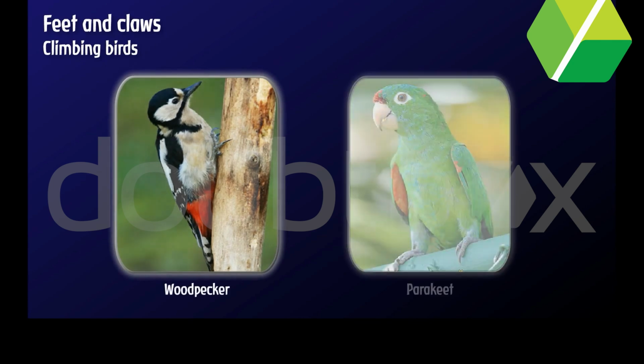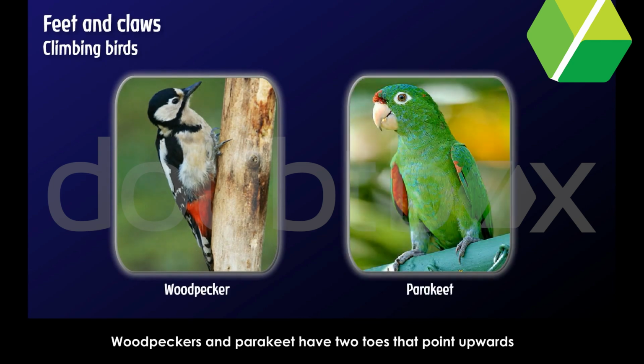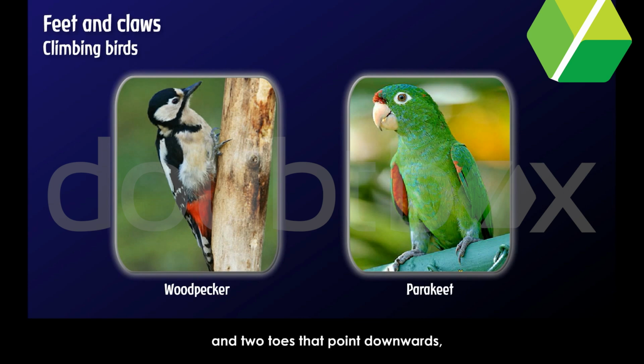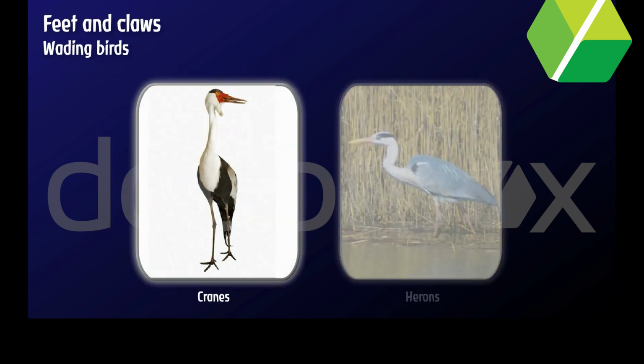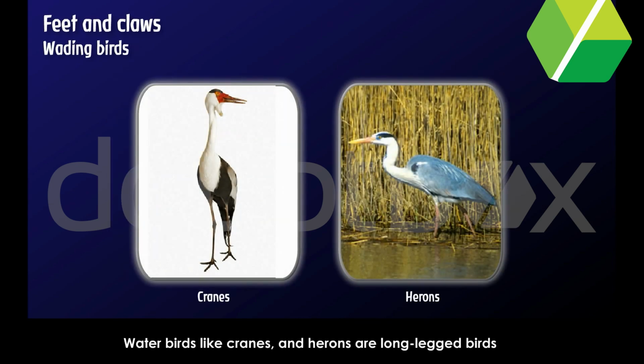Climbing birds. Woodpeckers and parakeets have 2 toes that point upwards and 2 toes that point downwards, which help them to climb up a tree. Wading birds. Water birds like cranes and herons are long-legged birds with spreading toes that help them to wade through muddy water.